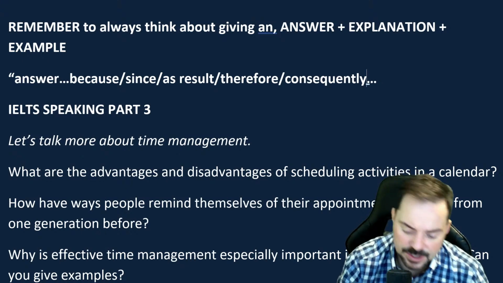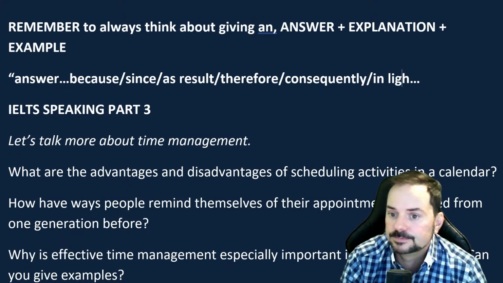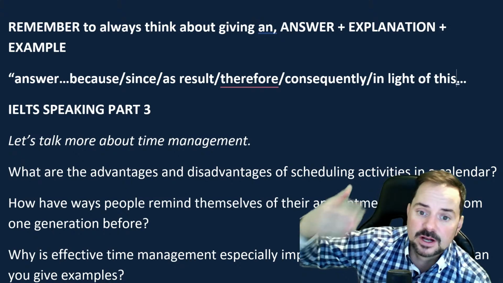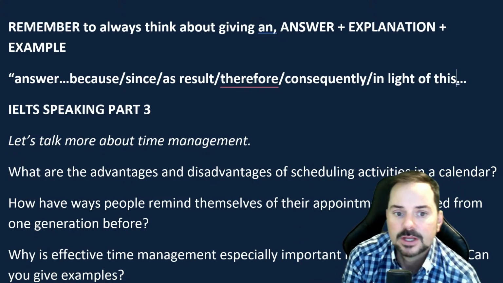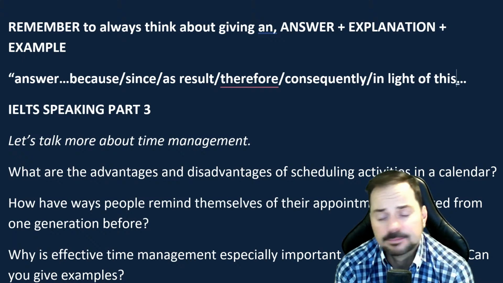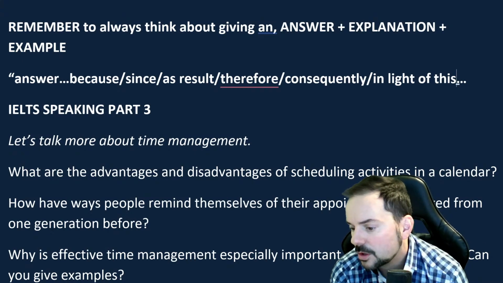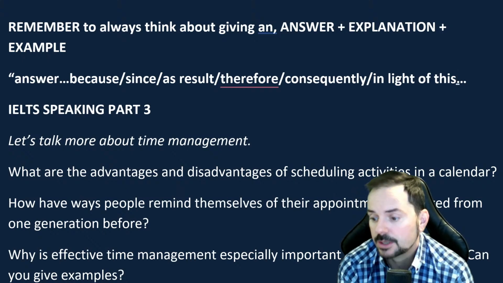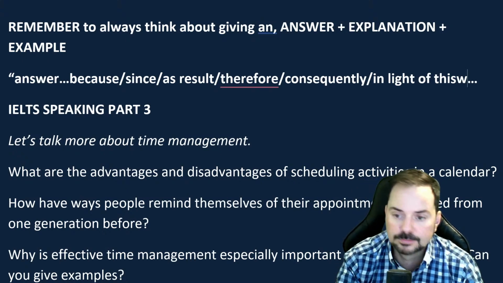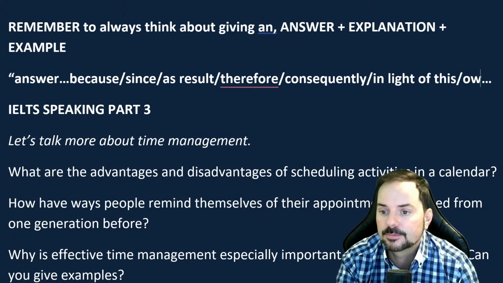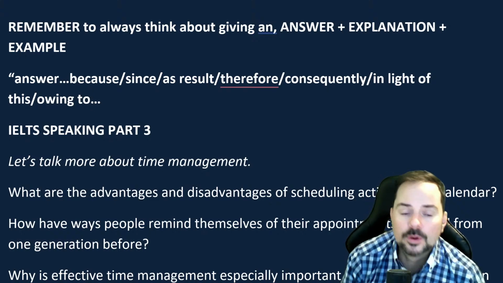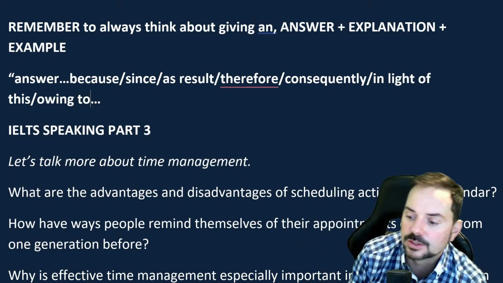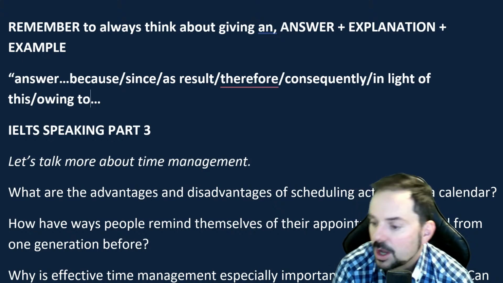In light of this, here's a nice expression for you. In light of this is an expression that means because or as a result of this, okay? Use a variety. Carlos, it's not owing of, although it's good. It's owing to. Owing to this situation, I decided to. Yes, owing to is usually more common than owing of.